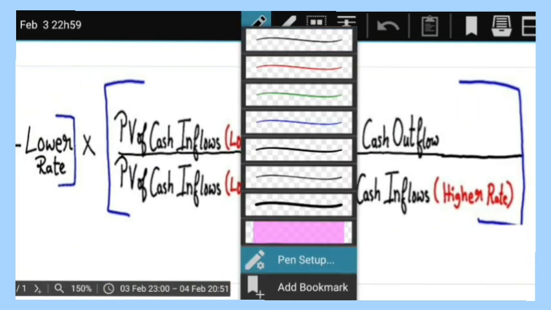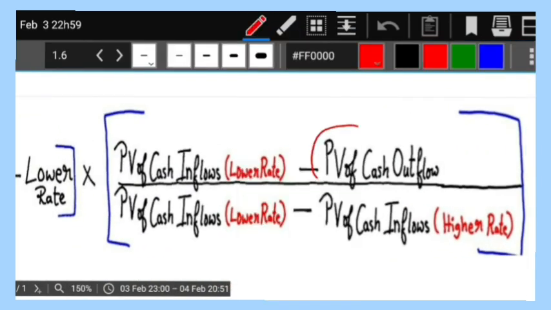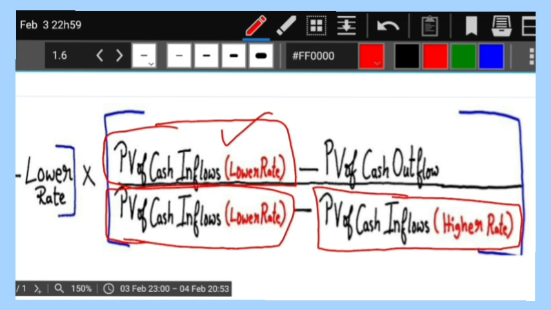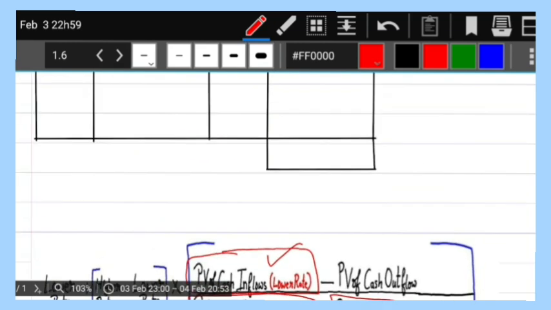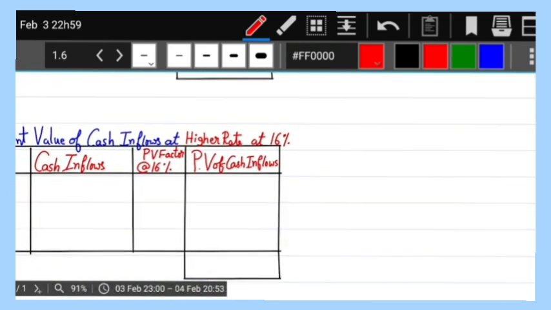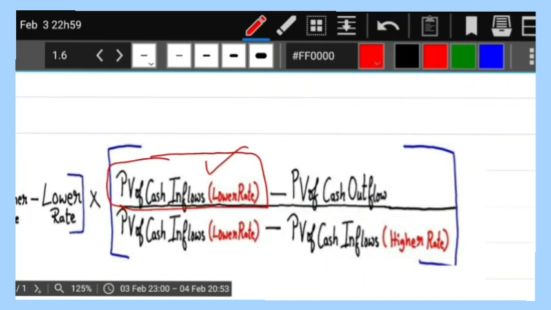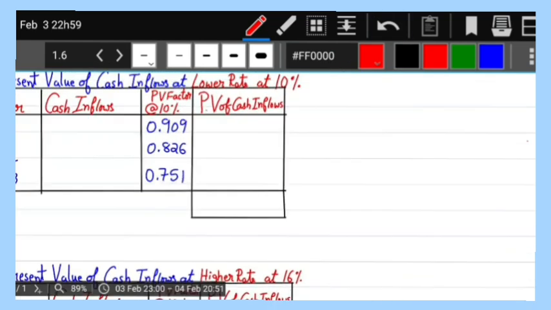The reason why we are doing this table is to find out this value, present value of cash inflows at lower rate. Then we are doing present value of cash inflows at higher rate. That is the second table that we'll be doing later. First we'll be doing present value of cash inflows at lower rate. Now we have understood why we are doing this table. Now let's complete this table.